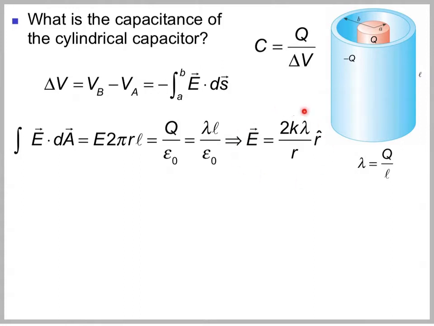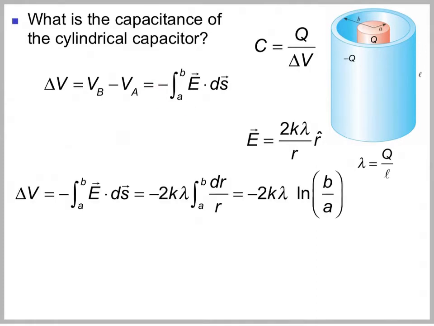So now, I can take this result from Gauss's law and plug it into my equation for delta V. So delta V is minus the integral of E dot ds, which is going to be minus 2k lambda times the integral of 1 over R dr. I get minus 2k lambda times the natural log of B over A.